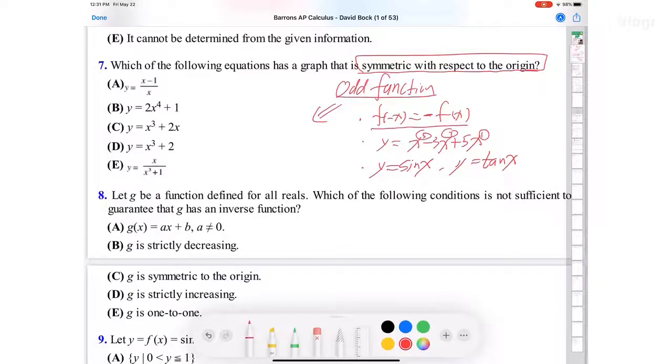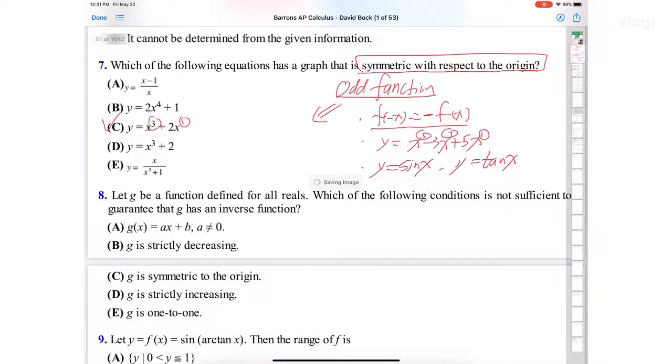So the question basically asks you to find which choice is an odd function. C is the answer because it has a third power and then a first power. So all odd powers, right? That's why C is the odd function. So C is the answer. Number 8.